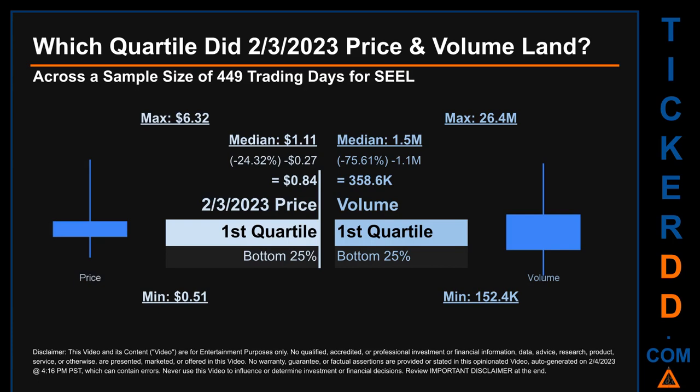Descriptively, SEEL has a median price of $1.11. Therefore, the 3rd of February 2023 price was lower from that middle marker by 24.32%. The day's volume of 358.6 thousand was less than the median by 75.61%.